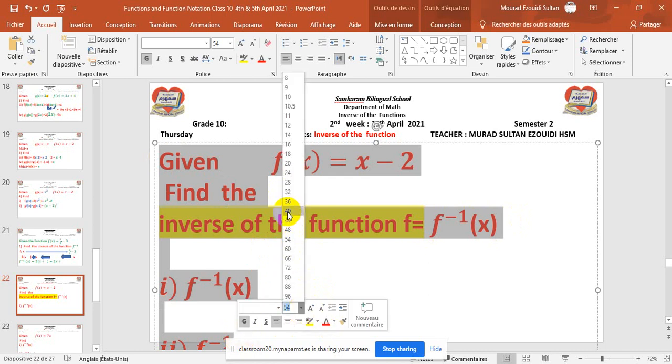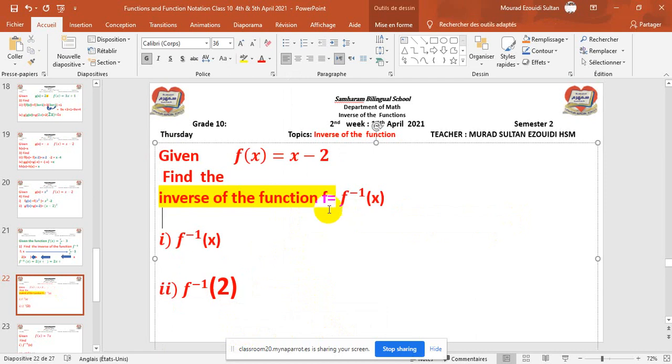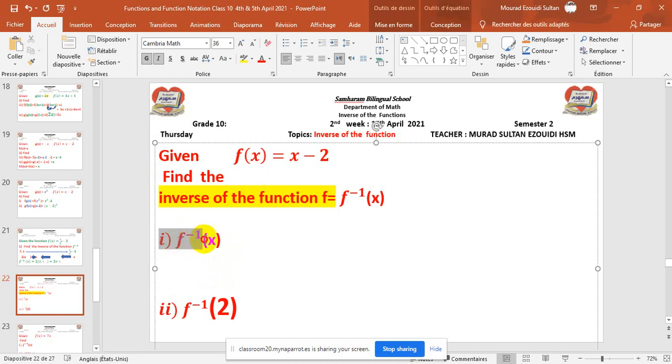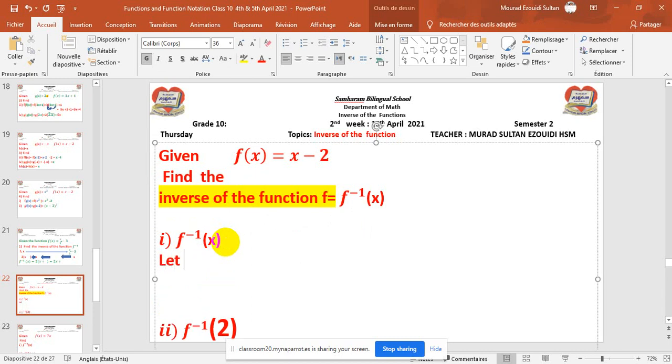I'll make the size 40, 36. Okay. Now I will start solving the first question, my daughters. The first sub-question is find f minus 1 of x. Here in this example, we should draw the following diagram. Let x be the input of the inverse function, the input to f minus 1. Clear? Because the inverse function is f minus 1.